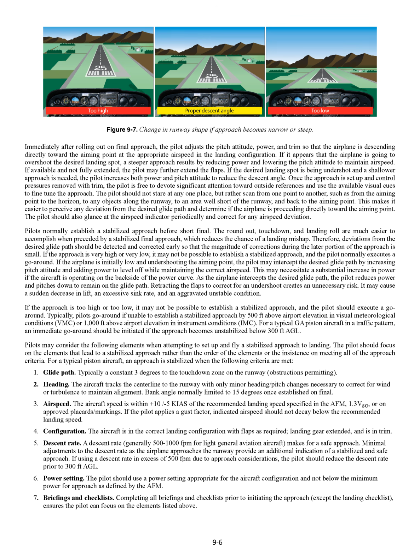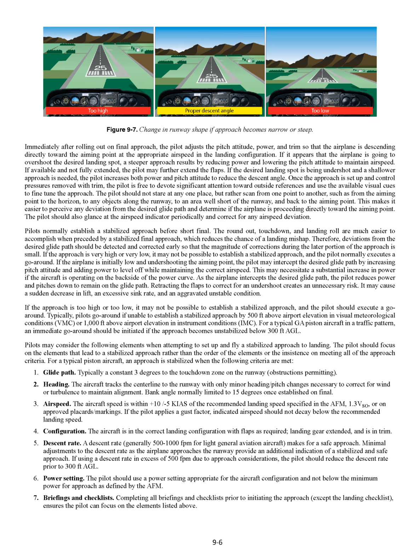If the approach is too high or too low, it may not be possible to establish a stabilized approach, and the pilot should execute a go-around. Typically, pilots go around if unable to establish a stabilized approach by 500 feet above airport elevation in visual meteorological conditions, VMC, or 1,000 feet above airport elevation in instrument conditions, IMC. For a typical GA piston aircraft in a traffic pattern, an immediate go-around should be initiated if the approach becomes unstabilized below 300 feet AGL.